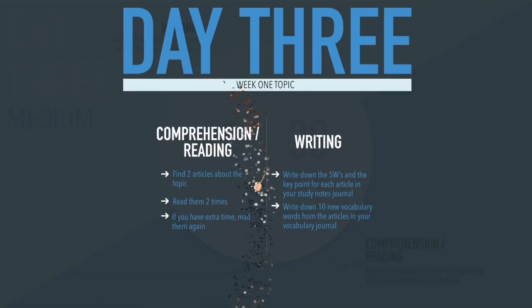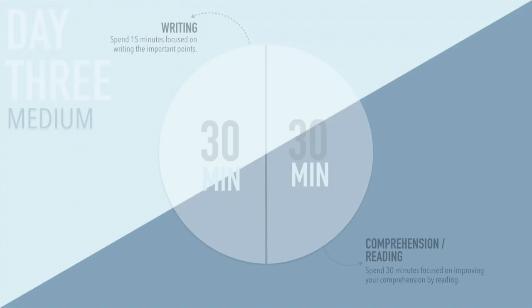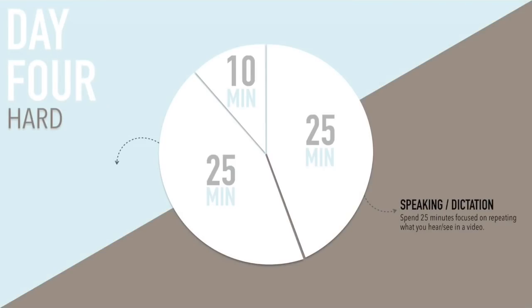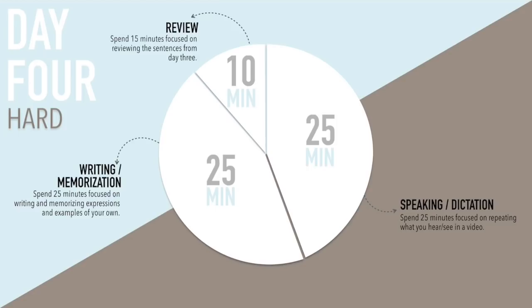All right, so now we're going to move on to day number 4. Day number 4 is hard. That means high intensity. All right, so our 60-minute period is broken up into 3 different sections. The first 25 minutes is for speaking and dictation. The second 25 minutes is for writing and memorization. And the last part is for review. So again, I'll go into detail, don't worry.